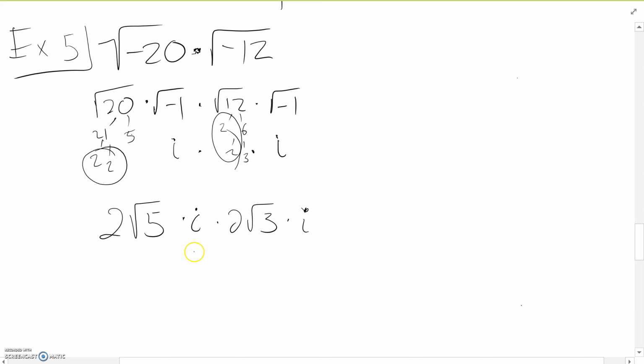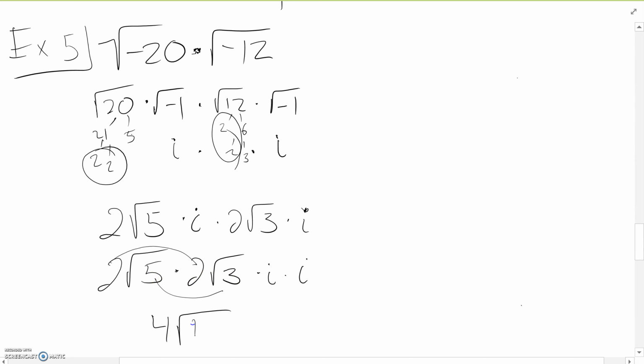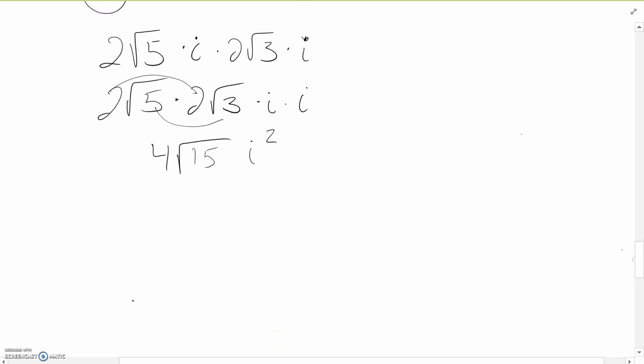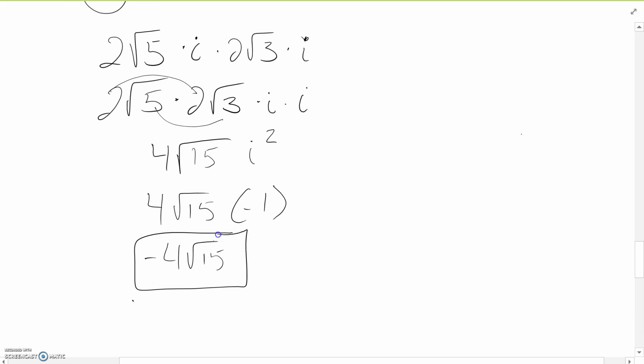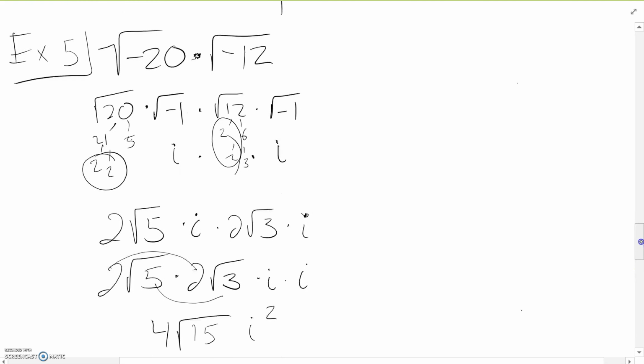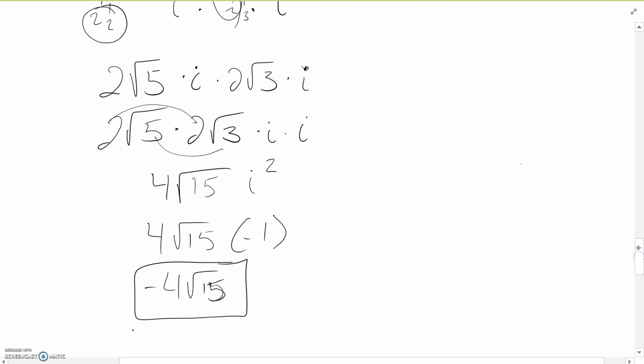And then I'm just going to arrange everything. So let's put the roots next to each other and the i's next to each other so we can see it a little better. And then in order to multiply this, you multiply the outside and inside together. So 2 times 2 is 4. The inside is 5 times 3 is 15. And i times i is i squared. And again, we just talked about that. i squared is -1. So 4 root 15 times -1 is -4 root 15. That's going to be our final answer there. So square root of -20 times square root of -12 is -4 root 15.